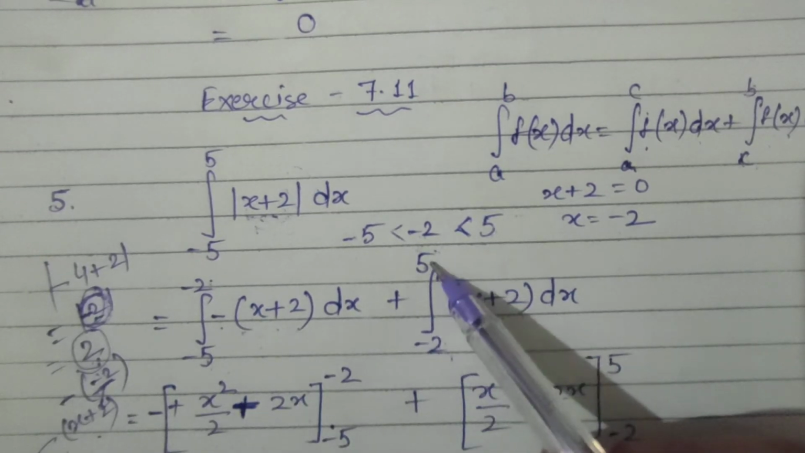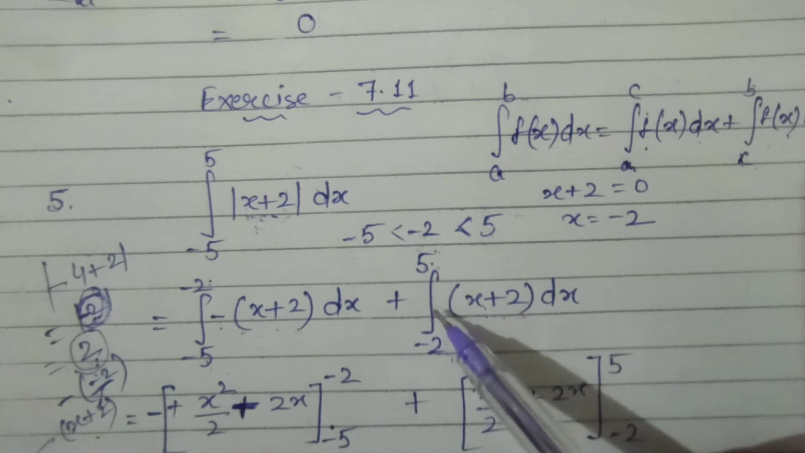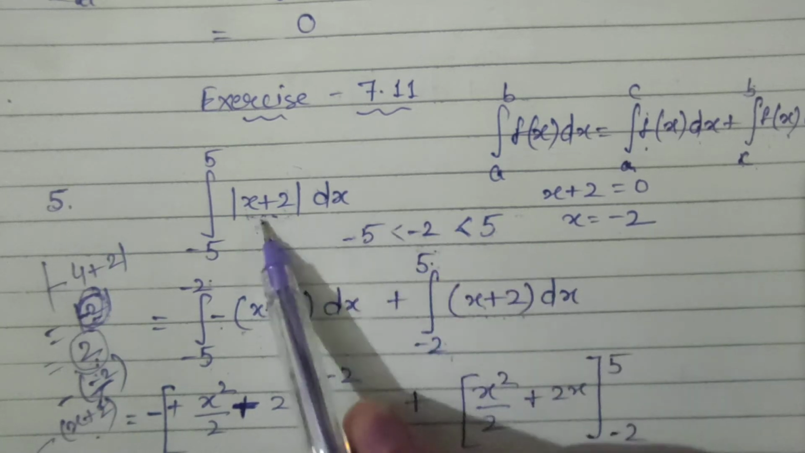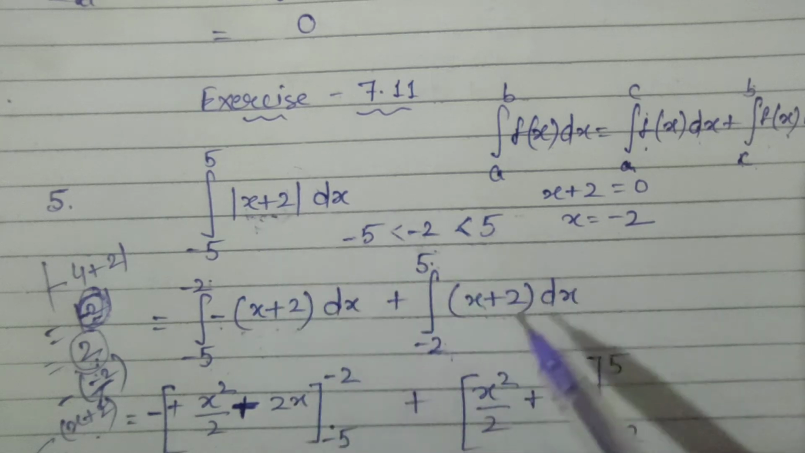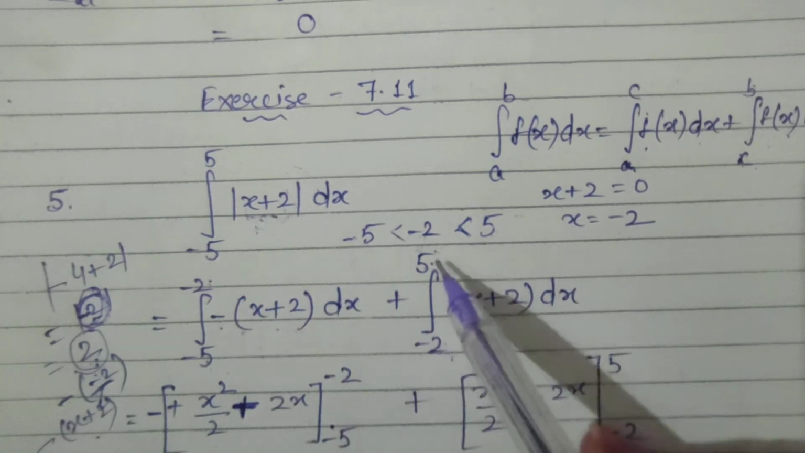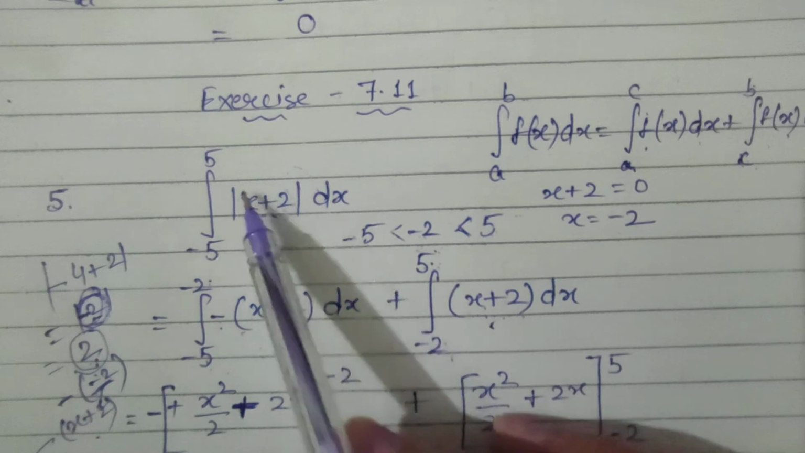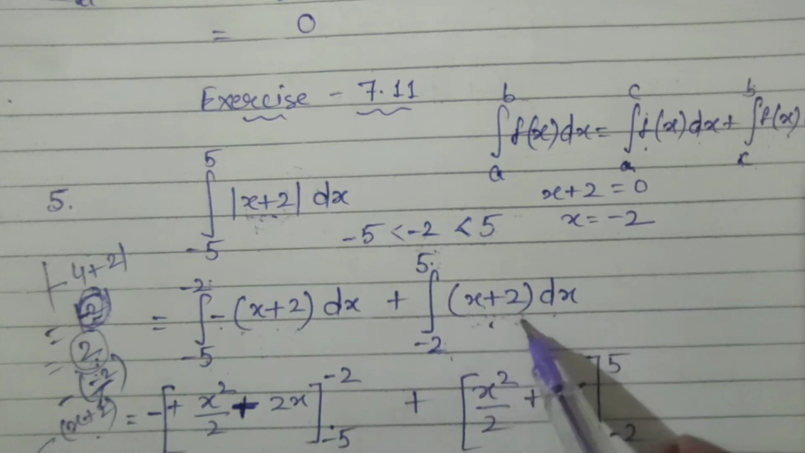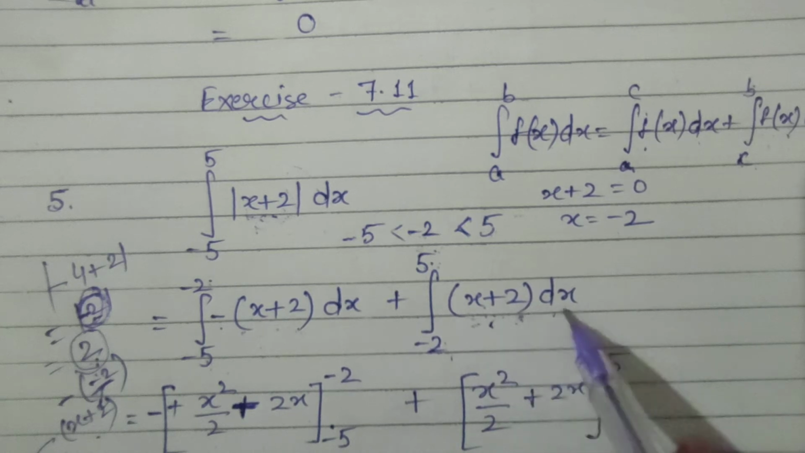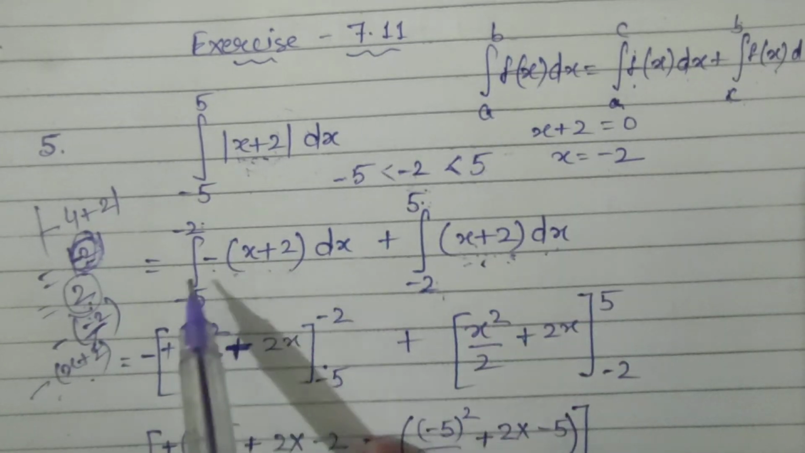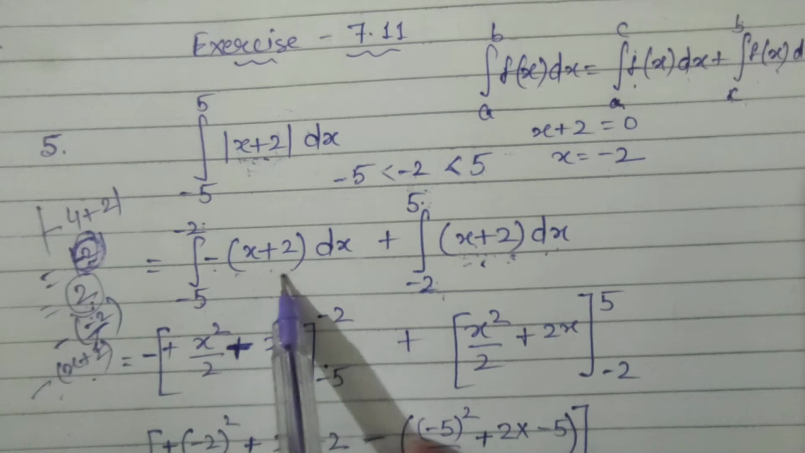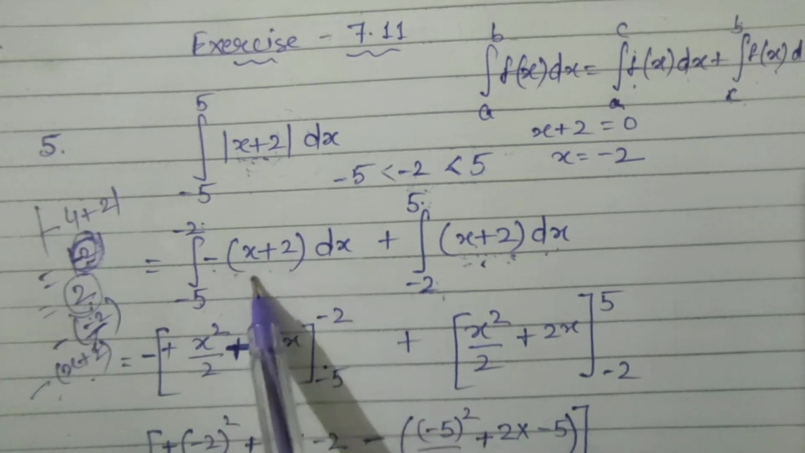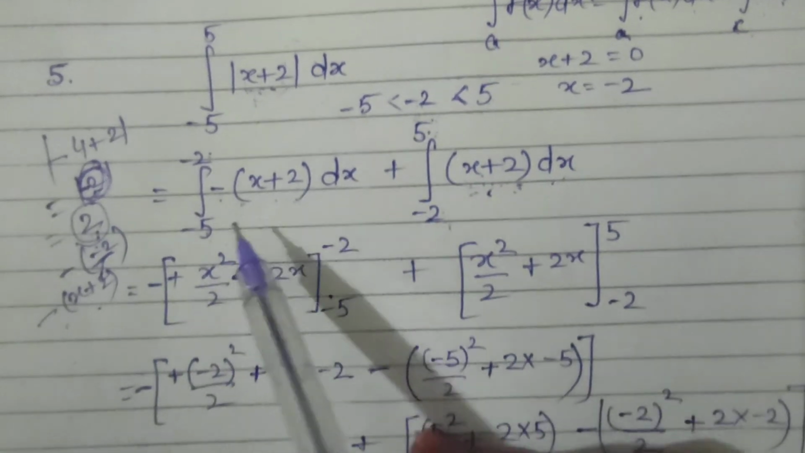Similarly for minus 2 to 5 we can take any value. Suppose I am taking 3. 3 plus 2 is 5, and 5 modulus is 5. So it is positive. From minus 2 to 5 it is always positive, so its modulus is always positive and the function is x plus 2. In the first interval x plus 2 is negative, so minus of it is positive, because negative into negative is positive.